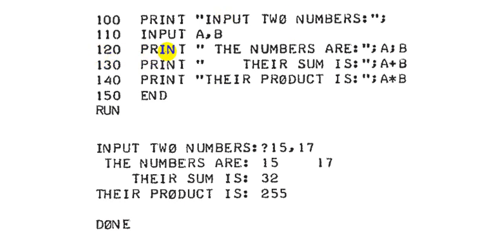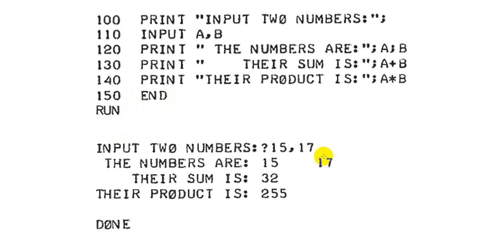By step 120 of the procedure, print the numbers A and B, double dash comma A comma B. So the program requires the numbers to be submitted in the same manner, using two steps of the procedure to illustrate: steps 130 and 140, for the sum and the product respectively. 150, end, and execute, run.